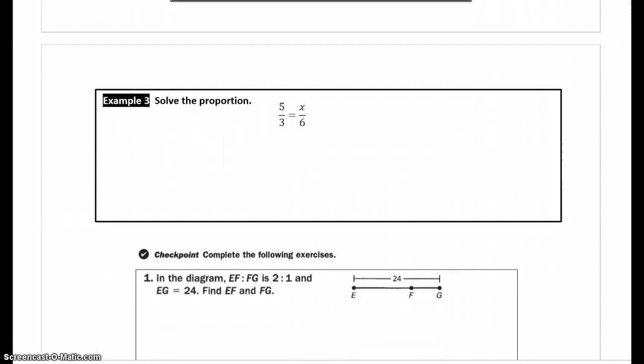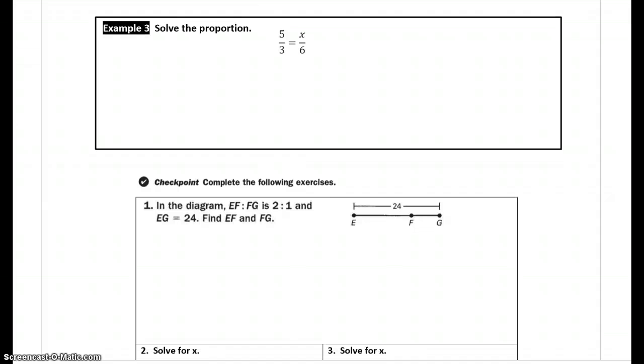Okay, so let's use this to do example number 3. So we're going to cross multiply or use the shoestring method. So we will have x times 3 gives us 3x, and then if we cross the other direction, we have 5 times 6, which is 30. So now we have an equation that we know how to solve. We simply divide both sides by 3, and we get x equals 10.